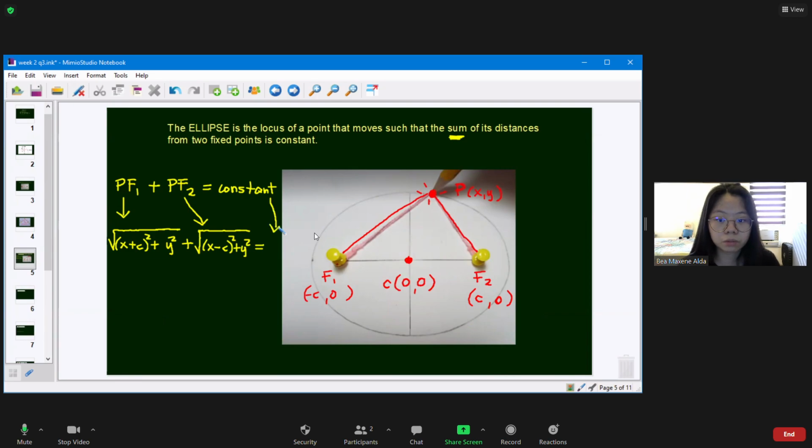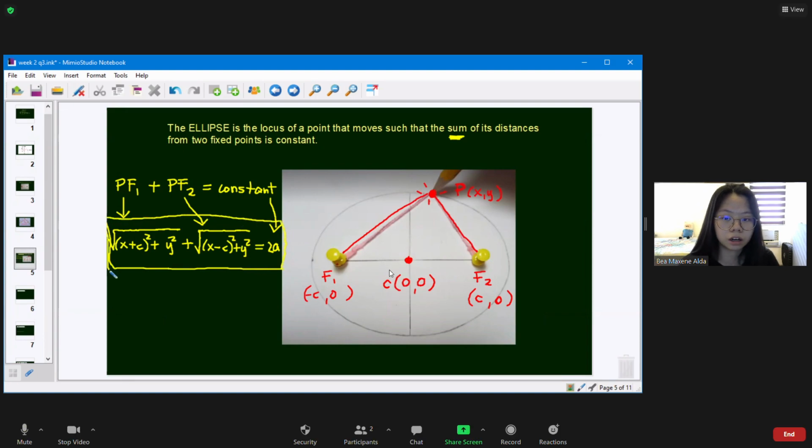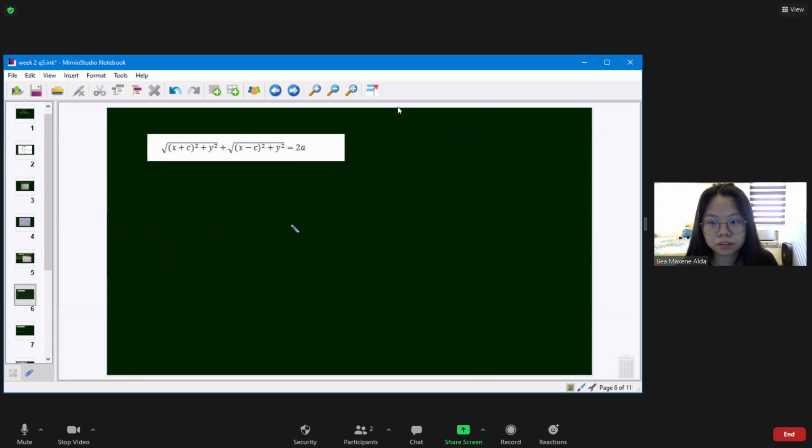So like we've said before, yung length ng string is actually the major axis. So that would mean this would be equal to 2a, right? And there we go. We finally have an equation. But this is just an equation we've gotten from the definition, right? So let's make it simpler.